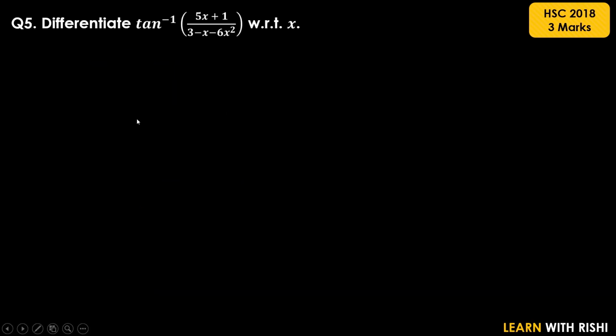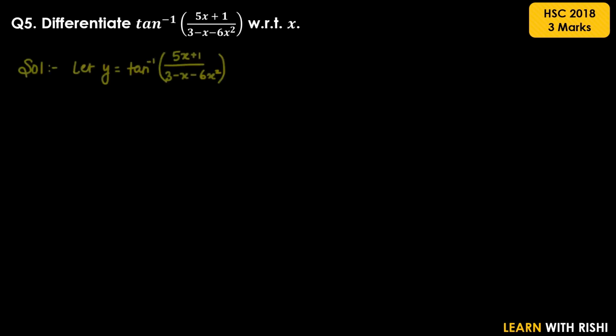Question number 5. Differentiate tan inverse of (5x plus 1) upon (3 minus x minus 6x square) with respect to x. In the previous session, we have discussed one formula: tan inverse of a plus tan inverse of b is equal to tan inverse of (a plus b) upon (1 minus ab). So we have to make this expression in such a form that we can apply that formula.